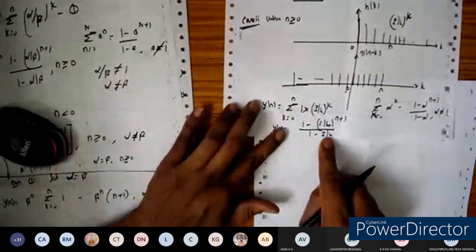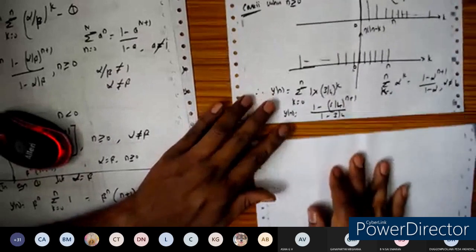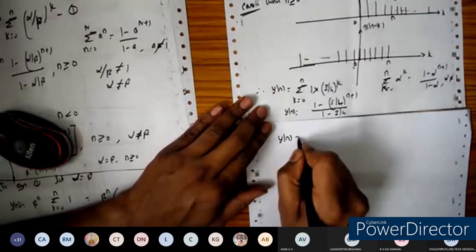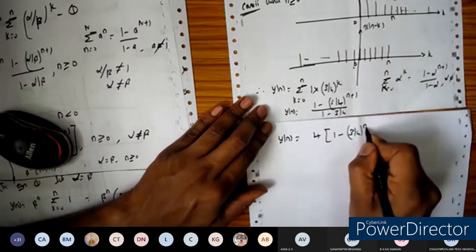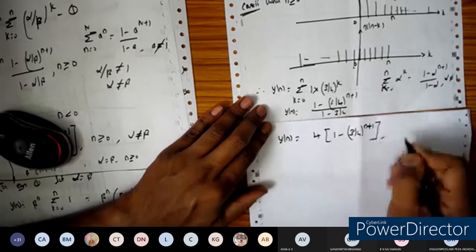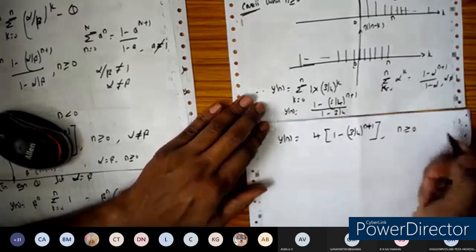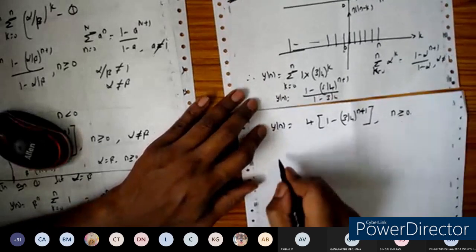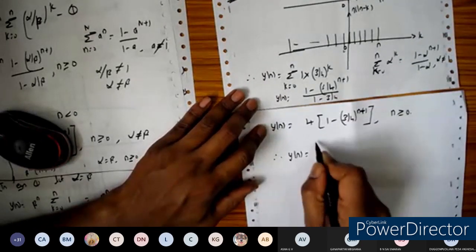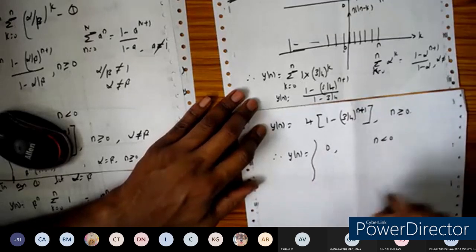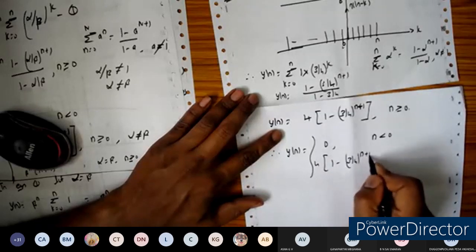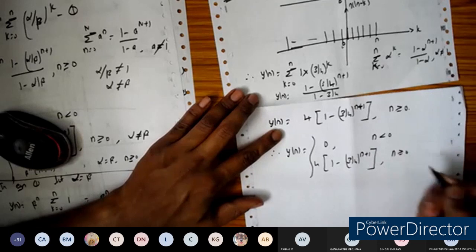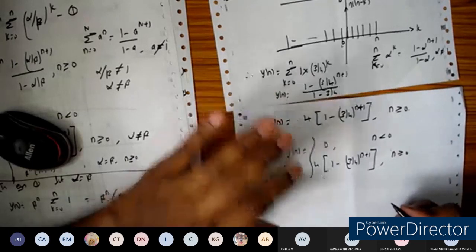Now let us simplify 1 minus 3/4. It is 1/4, correct? 1 minus 3/4 is 1/4, but when you move it to the numerator, it becomes 4. So y[n] equals 4 into (1 minus (3/4)^(n+1)) for n greater than or equal to 0. Therefore, we can summarize: y[n] equals 0 for n less than 0, and it is 4 into (1 minus (3/4)^(n+1)) for n greater than or equal to 0.